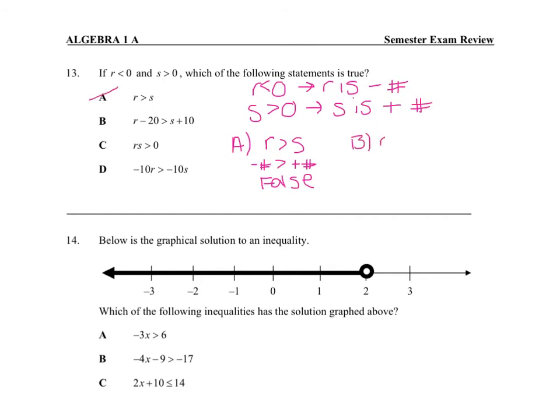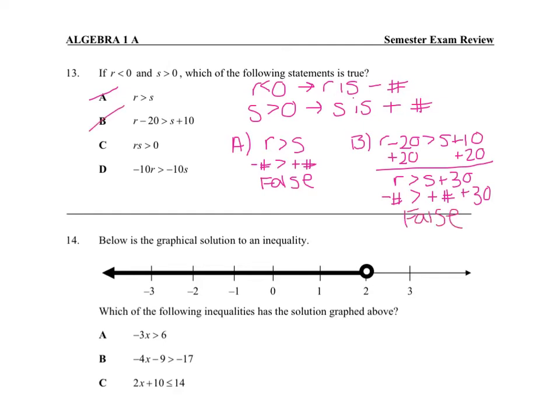B says r minus 20 is greater than s plus 10. What I'm going to do is solve for r. I could solve for s, but I'm just going to solve for r. So I'm going to add 20 to both sides. And what I'm going to see is r is greater than s plus 30. Well, this says a negative number is going to be greater than a positive number plus 30 more. There's no way that that's true. So this is also going to be false, which means B doesn't work.